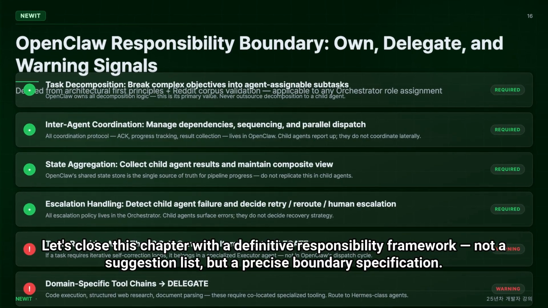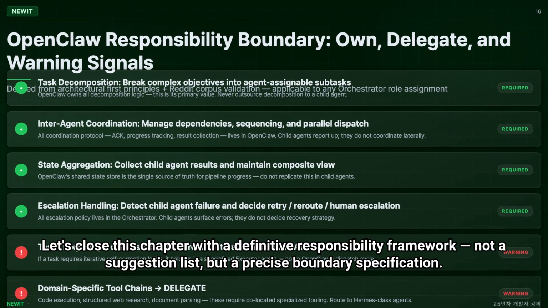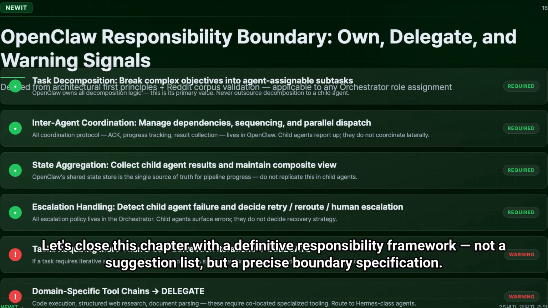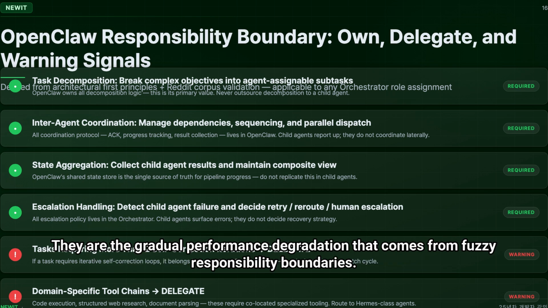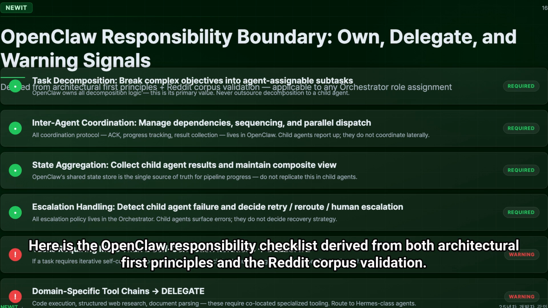Let's close this chapter with a definitive responsibility framework, not a suggestion list, but a precise boundary specification. 24 years of architecture consulting has taught me that the most expensive design mistakes are not catastrophic failures. They are the gradual performance degradation that comes from fuzzy responsibility boundaries. Here is the OpenClaw responsibility checklist derived from both architectural first principles and the Reddit corpus validation.